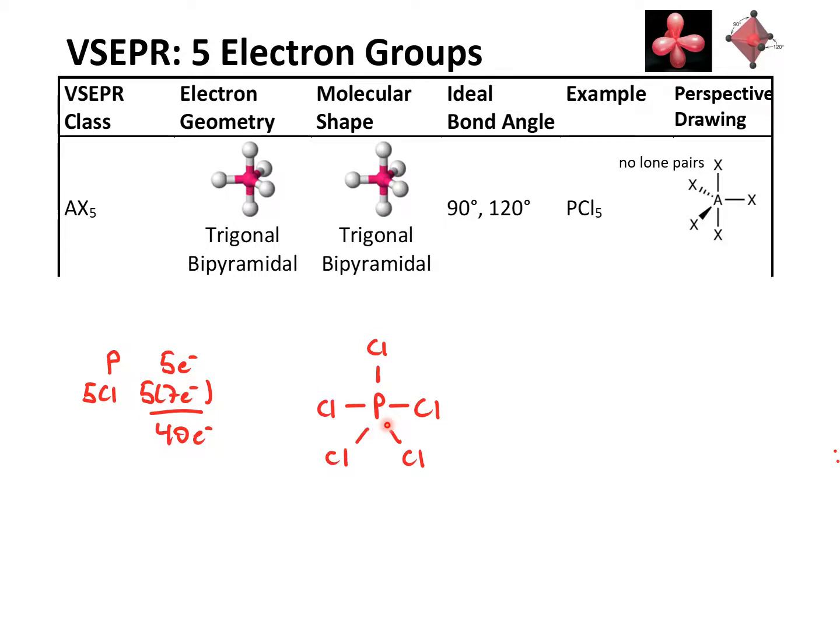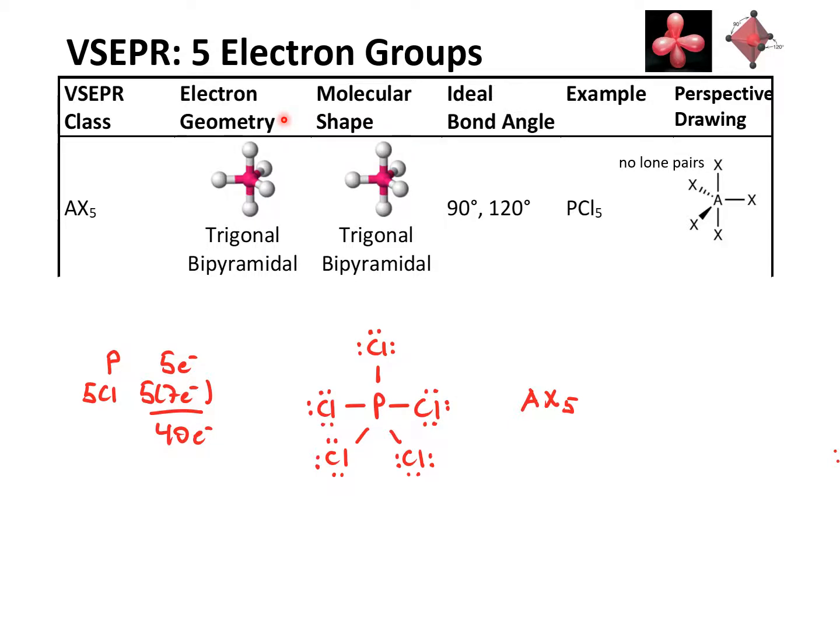Now the remaining electrons will be distributed as non-bonding electron pairs, giving us 12, 14, 16, up to 38, 40 electrons. Now, this accounts for all the electrons in our molecule, and this is the correct Lewis structure for phosphorus pentachloride. The VSEPR class in this case will be AX5, where phosphorus represents the central atom A, and the 5 chlorine atoms surround the central atom, giving us the notation X5.